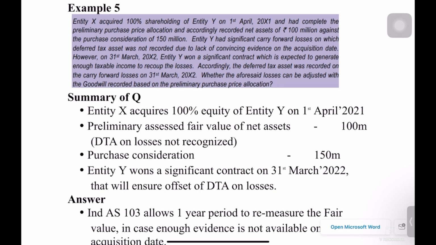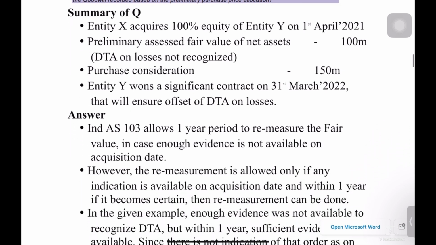But of course, at the time of business acquisition, there is no clarity that entity Y will win a contract, this kind of a significant contract, and even there is no indication that this contract will come through within 1 year. So since there is no indication, what was initially concluded at the time of acquisition date would be more relevant. That deferred tax assets continue to be not recognized. Okay, so that's the answer.